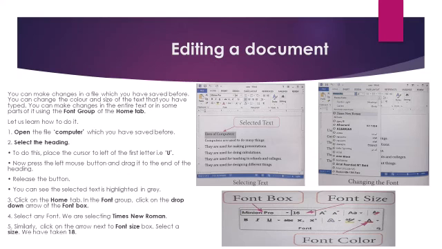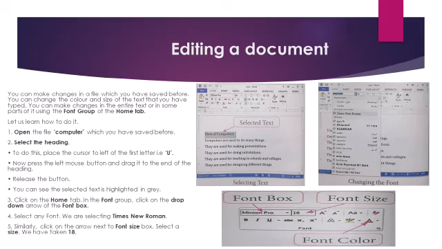Now we will learn about editing a document. You can make changes in a file which you have saved before. You can change the color and size of the text that you have typed. You can make changes in the entire text or in some parts of it using the font group of the Home tab. Let us learn how to do it.